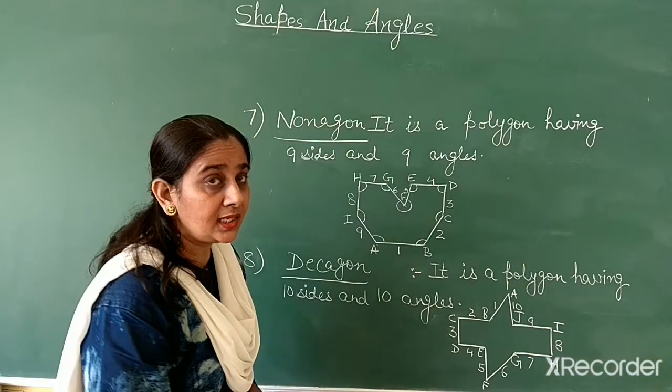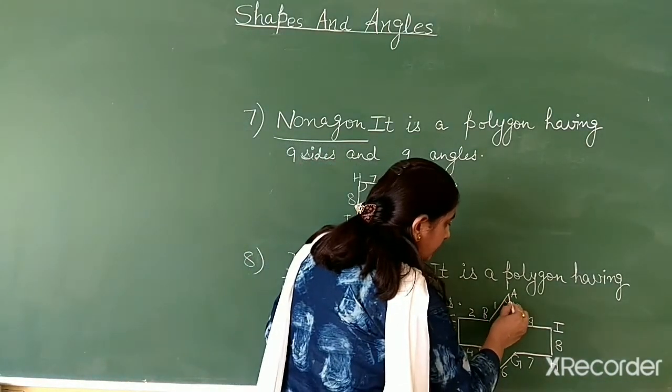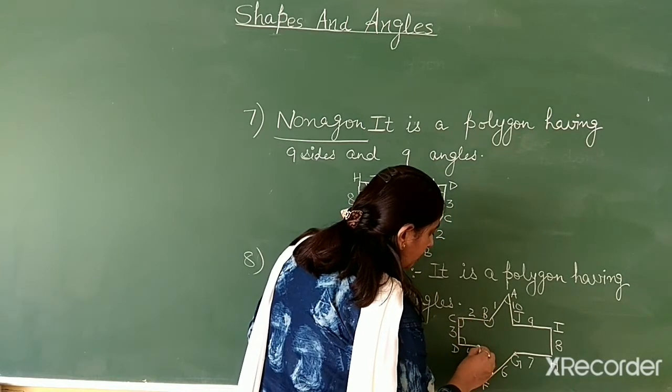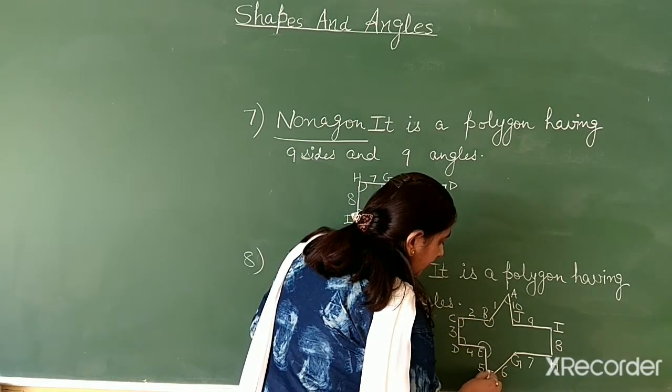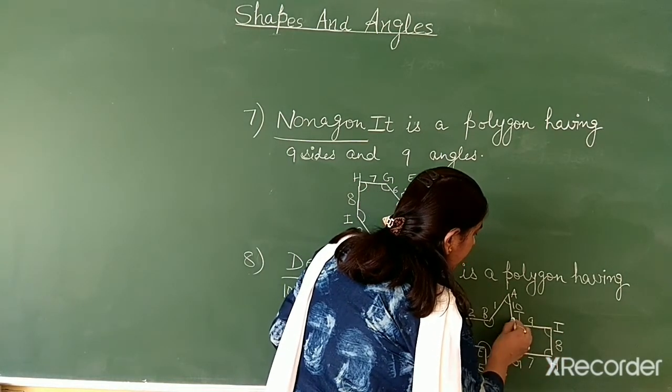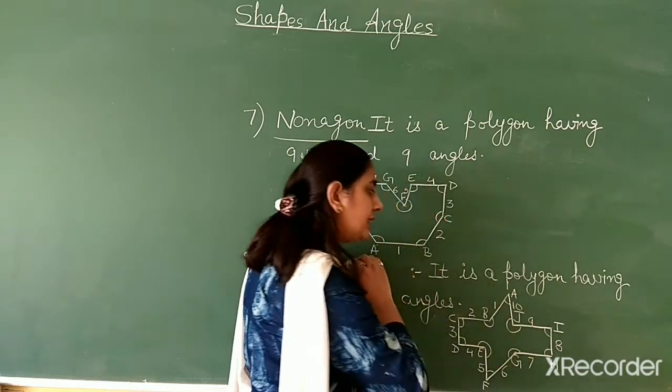Now we will mark 10 angles in this. This is first angle, this is second, this is third, this is fourth, this is fifth angle, this is sixth, this is seventh, this is eighth, this is ninth, and this is 10th angle.